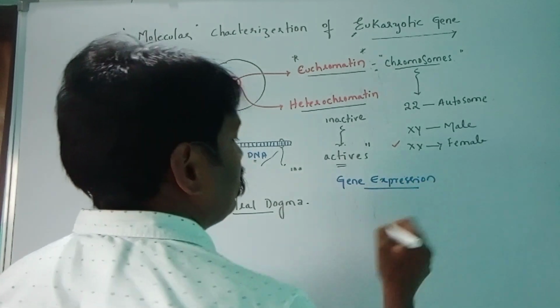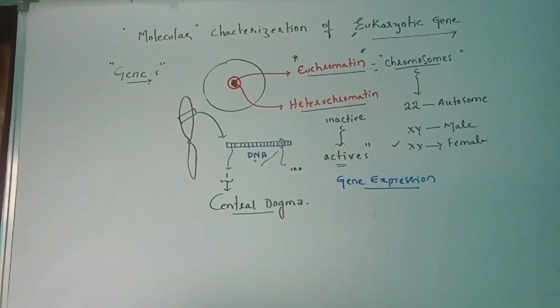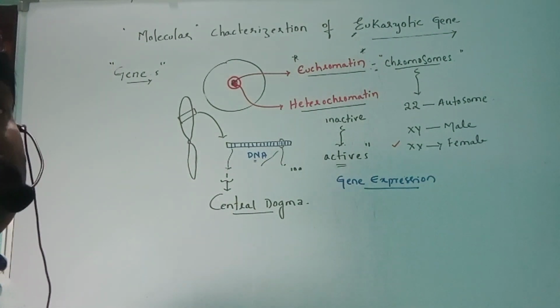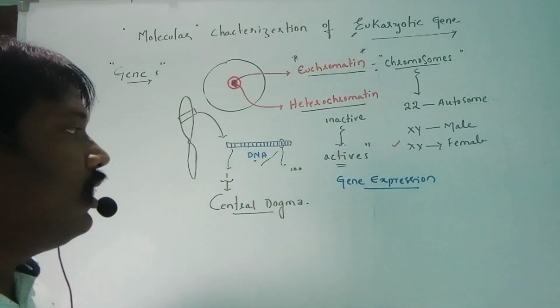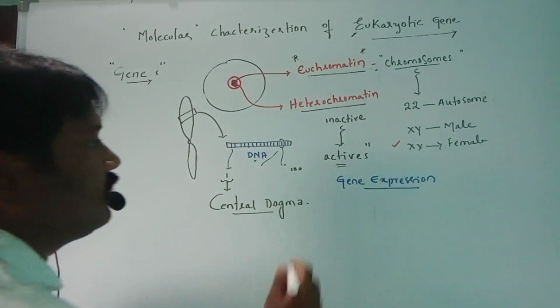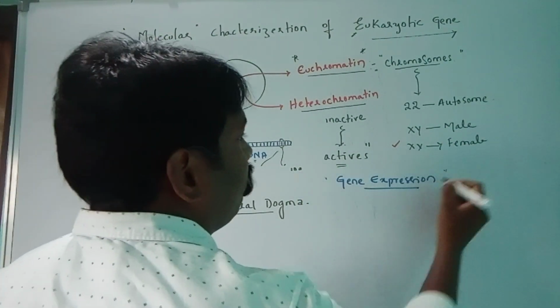Just now we saw how the genes are arranged in the DNA, right? Now, as you know, gene expression means what? Gene expression means it regulates the expression of the protein via RNA and DNA. Right now, we will go for the discussion. The flow of genetic information.